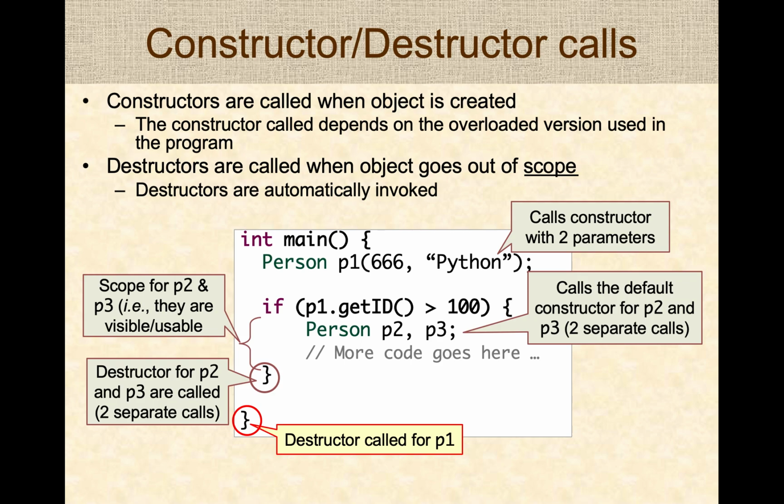So it is important to have a mental model of the scope of these objects and the corresponding lifetime of the objects and when the destructors are called.